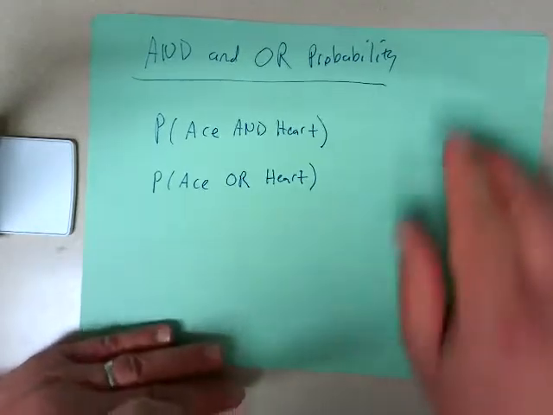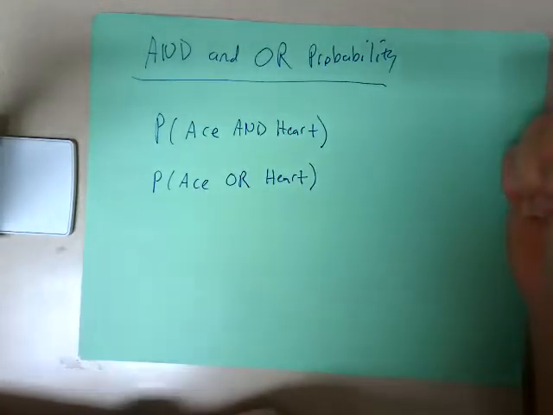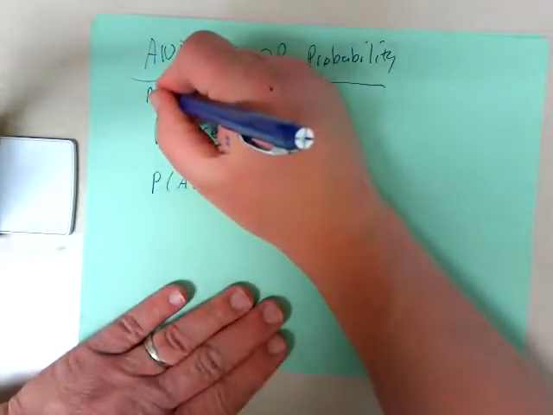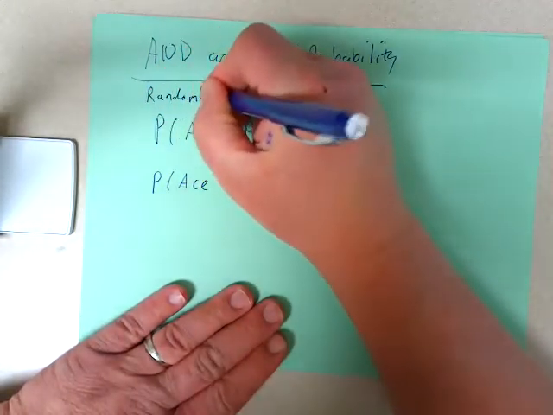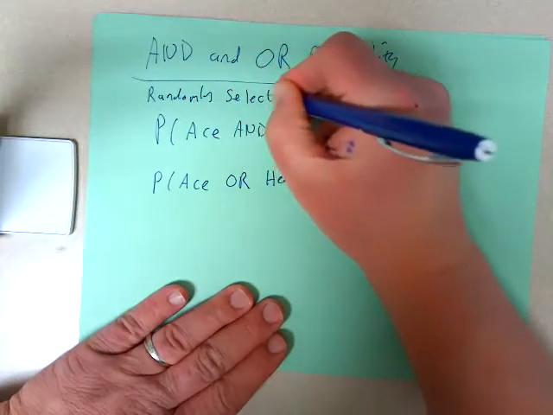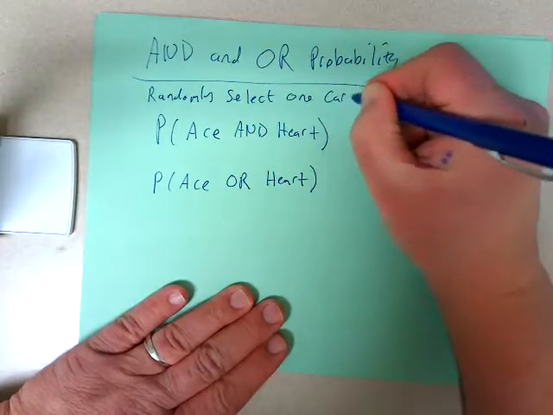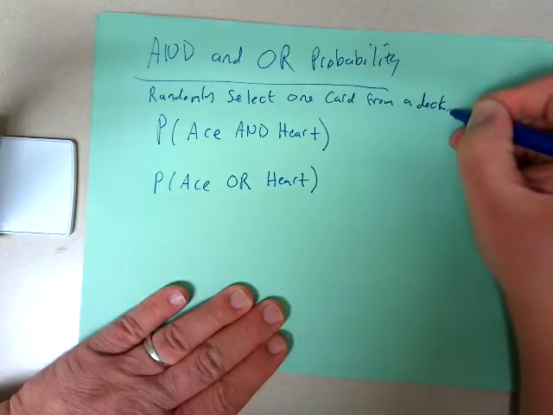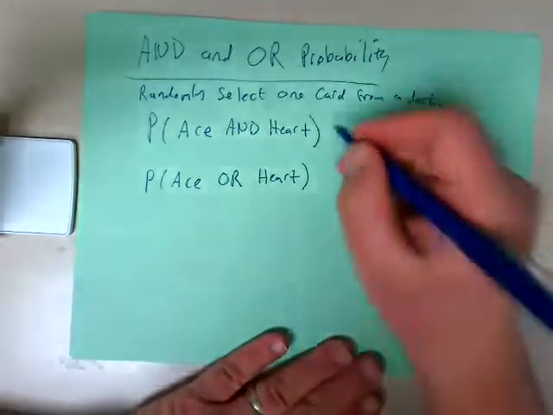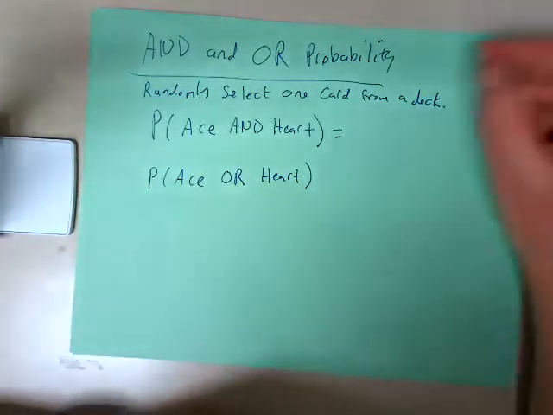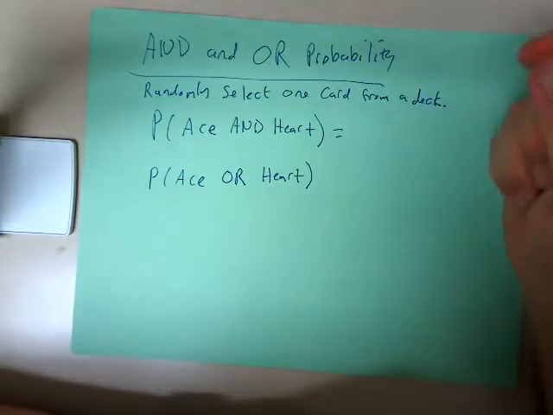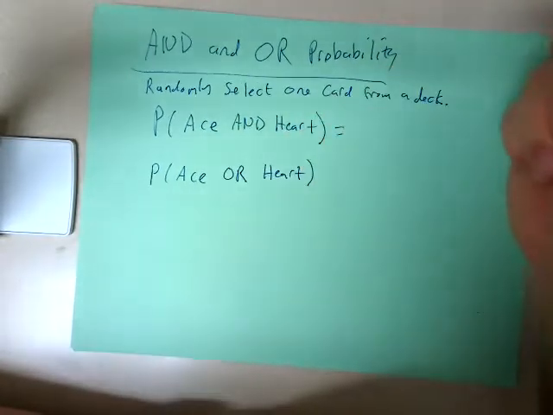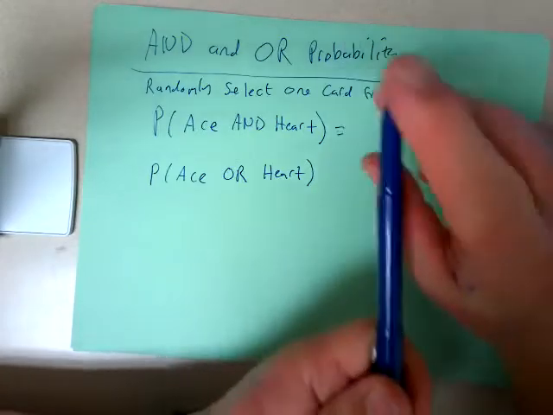So the idea here is I'm randomly selecting one card, okay? And let's say that too. Randomly select one card from a deck. Okay? And if I want to find the probability of drawing an ace and a heart, what that means is that the card I draw has to be both of these. It has to be both an ace and a heart.